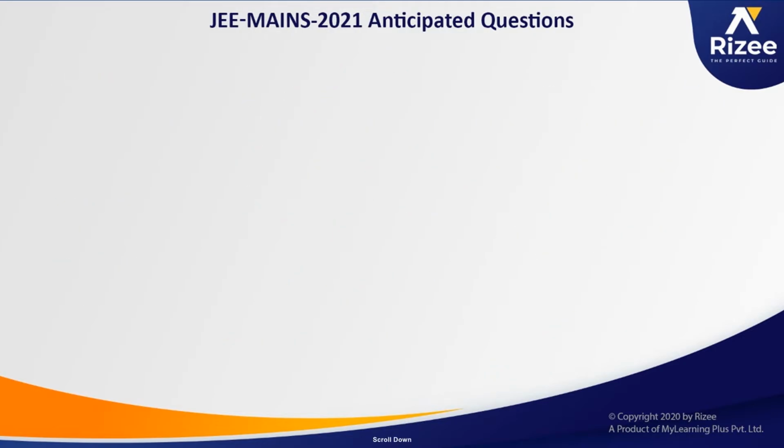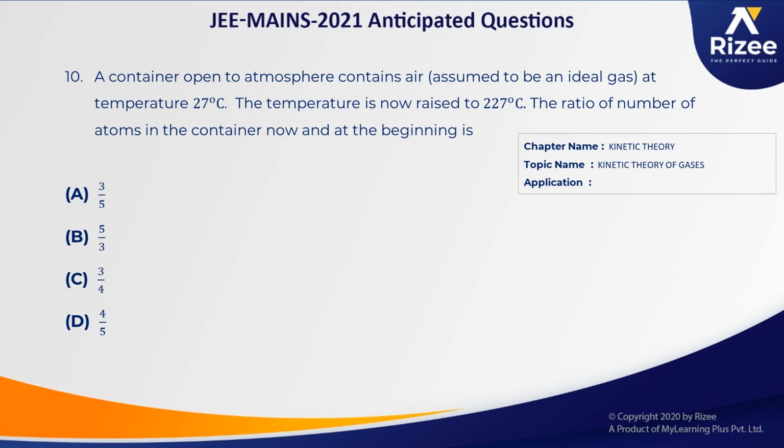Now coming to the next question, the 10th one. In the 10th one, what he has given: a container open to the atmosphere contains air at temperature 27 degrees centigrade. The temperature is now raised to 227 degrees centigrade. He is asking about the number of atoms in the container now compared to the beginning.